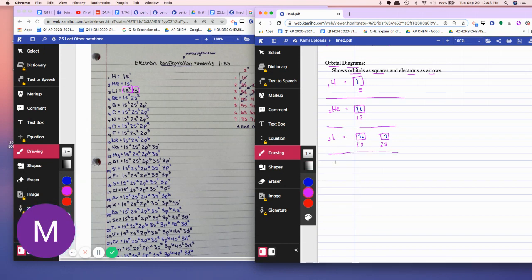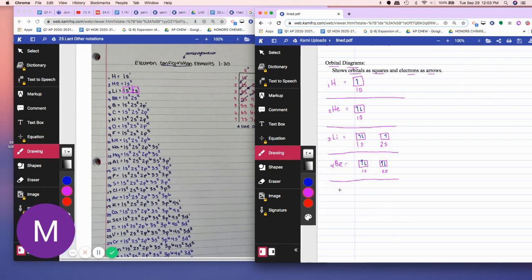Okay, so let's try the next one, which would be beryllium, 4 electrons. So it would be 1s, 2s. So it would have 2 electrons here, 1, 2, and 1, 2.